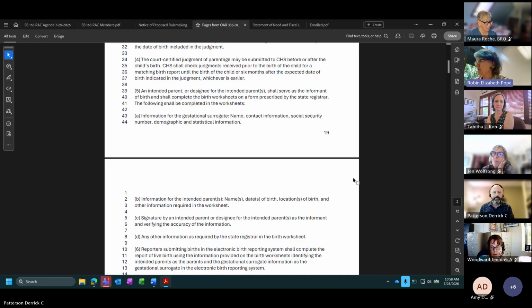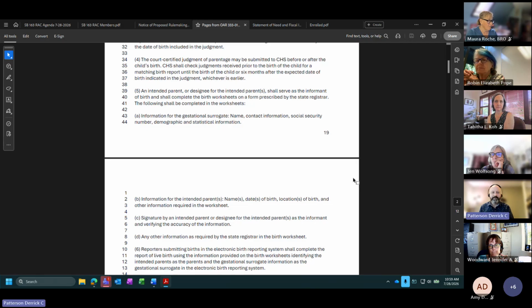My only concern is that, for example, we've left off the social security number for the intended parents. I wouldn't want that to be brought back in at a later date unless we actually change the law. Specifically for the intended parents. Right. Okay. And again, we have the worksheets for the intended parents. We're gathering as much information as we can to make sure we have everything we need so they can complete the legal portion of the birth certificate.